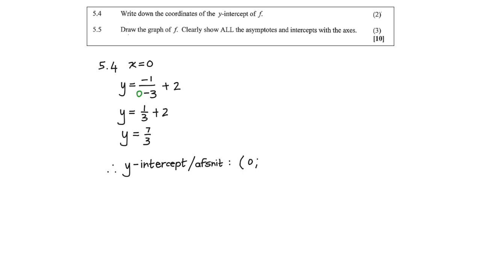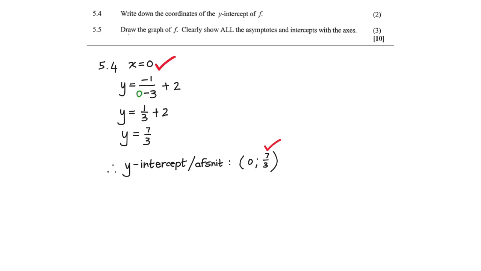Let's look at the mark allocation. This question counted 2 marks. So you get 1 mark if you made x equal to 0 in the equation, and then 1 mark for 7 over 3. Last question, draw the graph of f.